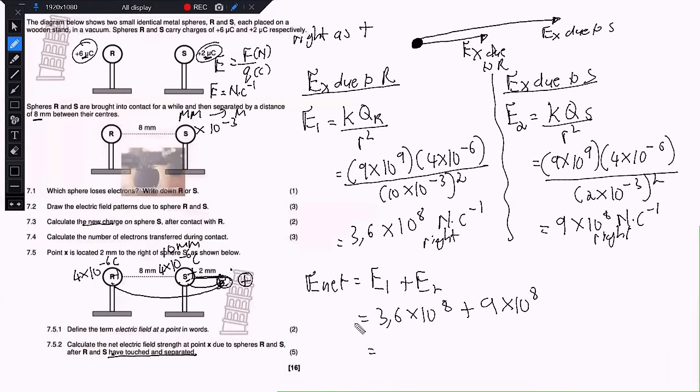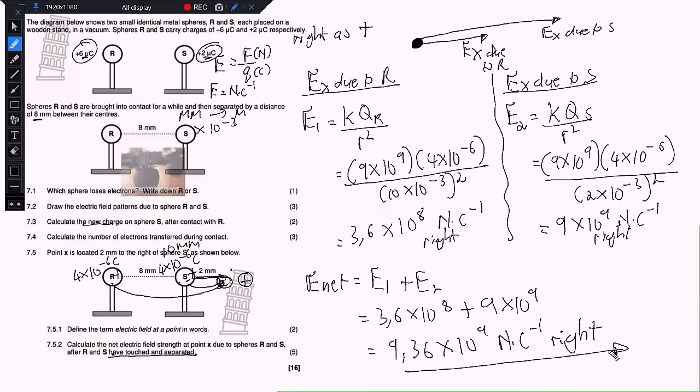Now, if you add those together, you get 9.36. Okay, this one is supposed to be to the exponent of 9. Sorry for that. So this is 9.36 times 10 to the exponent of 9 Newton per Coulomb, and then to the right. Okay, so pardon me for that. It was just a mistake in the way I wrote it.